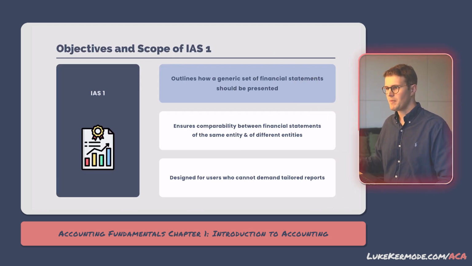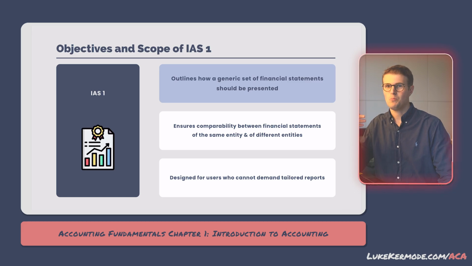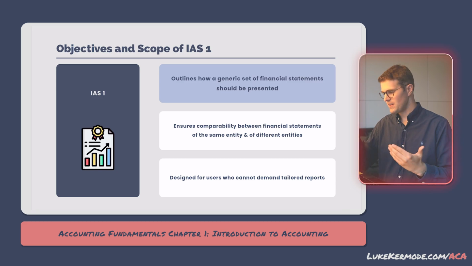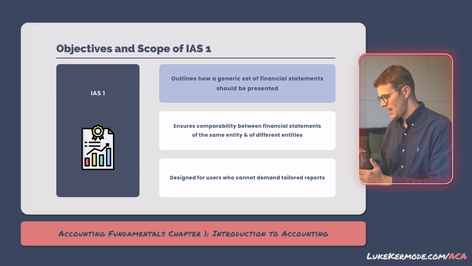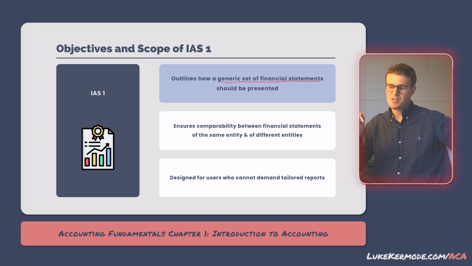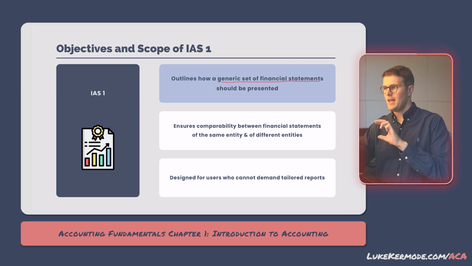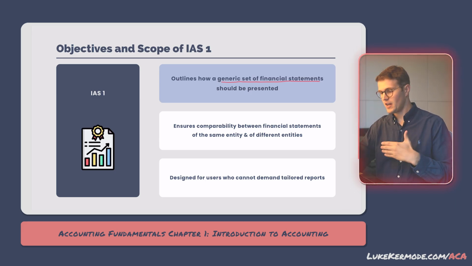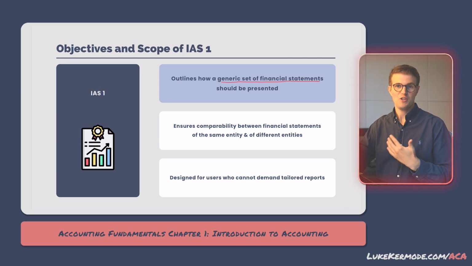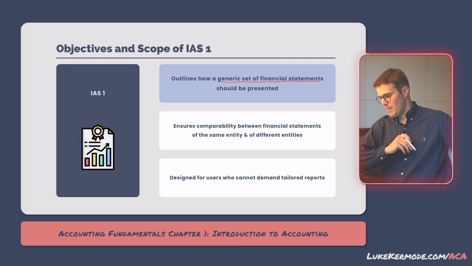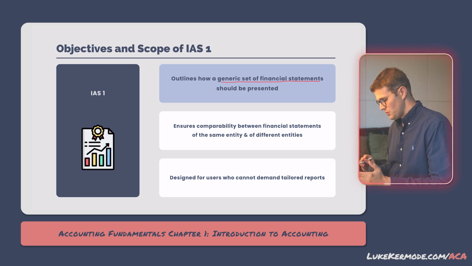The first thing to understand about IAS 1 is why it exists. The primary objective of IAS 1 is to outline how we should present a generic set of financial statements. Financial statements are designed to be useful to a wide range of users, especially those who aren't in a position to request customized, tailored financial reports, which are made only for their use.